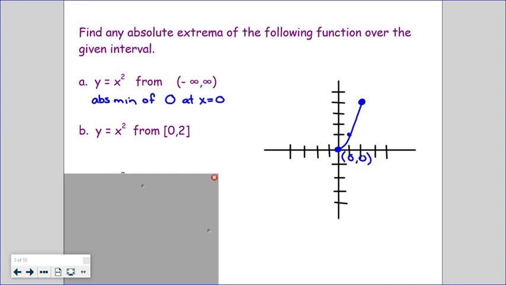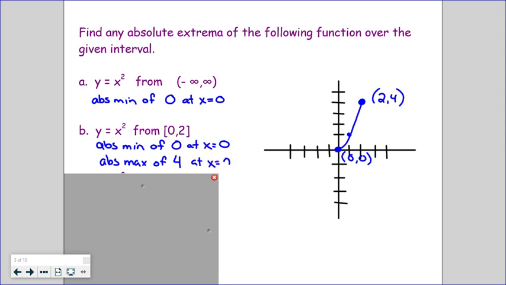What does that change about my absolute extrema? It adds another one, doesn't it? Now not only do I still have the minimum sitting at 0, 0, we also now have a maximum point in this picture. So this one is not going to change, absolute min. But we added an absolute max of, and again, let's look at that point. That point is at 2, 4. So a y value of 4 at an x value of 2. Maximum value of 4 at x equals 2.